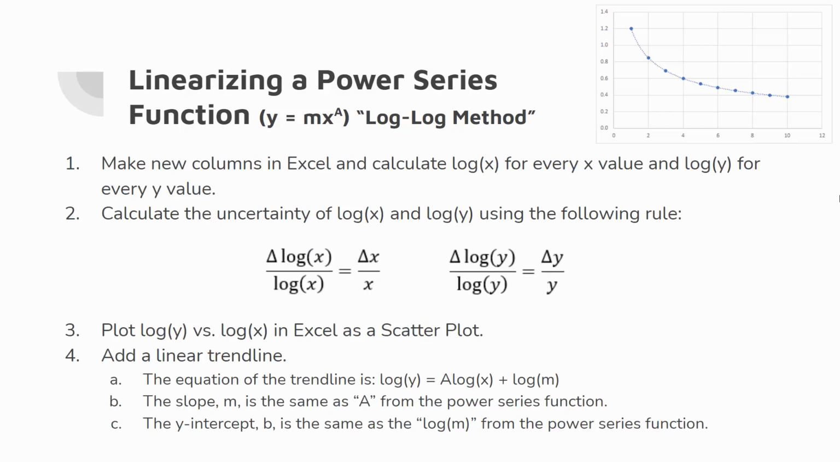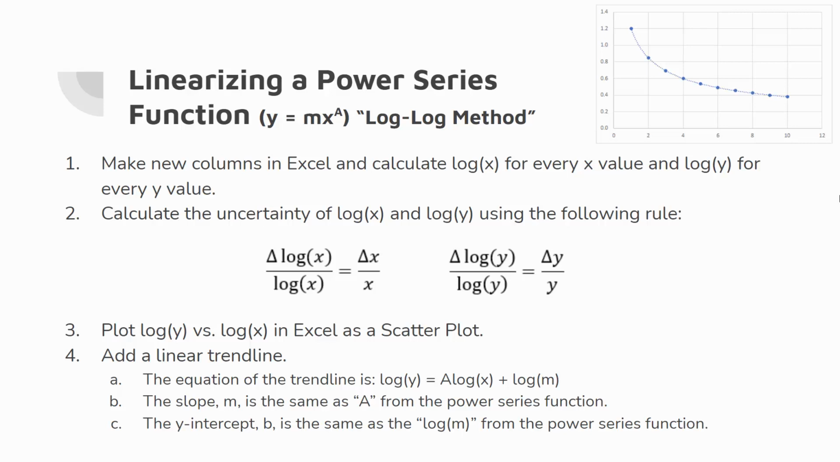So the way we're going to do this is make new columns in Excel. You should already have a column for your dependent and independent variables. Make a new column, and in one of them, calculate the log of x for every value of x. And in the other, calculate the log of y for every value of y. And you can have Excel do this: equals log, open parentheses, and then select a cell.